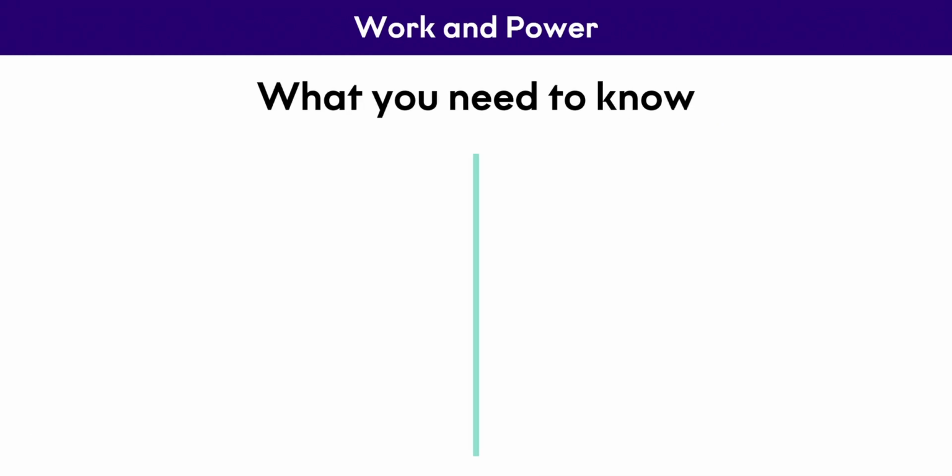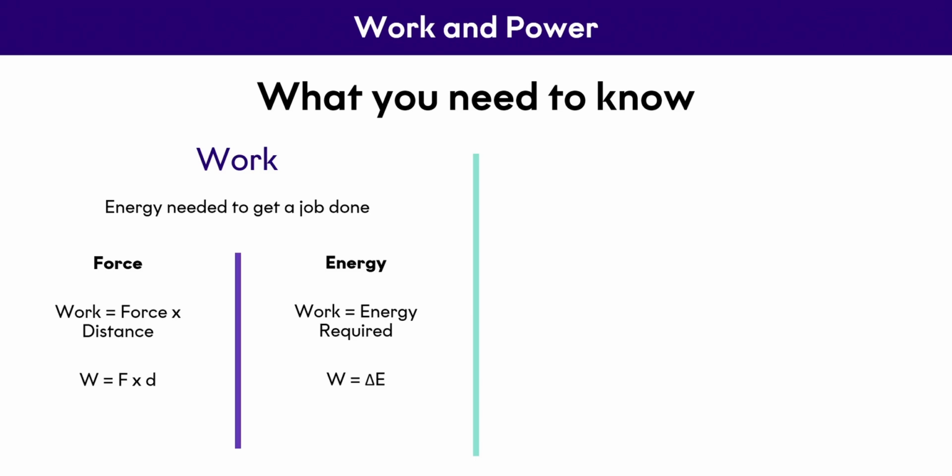And so in summary, what do you need to know? Well, you need to know work is the energy required to get a job done. And there are two formulas for work. One is work equals force times distance, and that's W equals F times D. And one involves energy, where work is equal to the energy required. So W equals delta E. And remember, this delta just means change in.